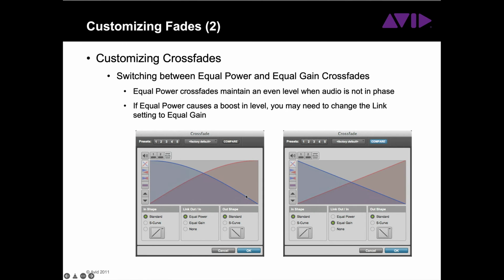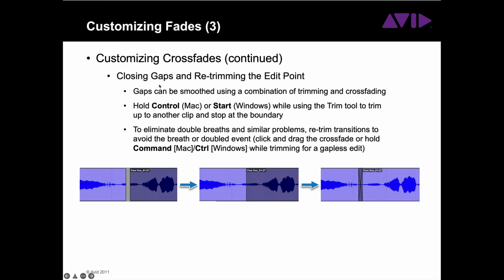See if that's all we were going to talk about. Customizing crossfades. These are great for closing the gaps between different takes. So gaps can be smoothed out using a combination of trimming and crossfading. So I would trim this back out, create a crossfade, and then we don't have this silence, because silence is very noticeable. So you don't want silence.